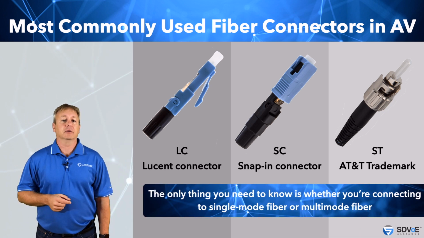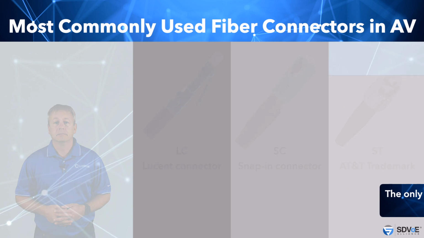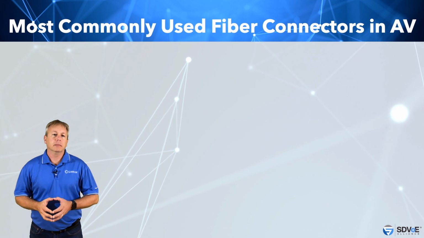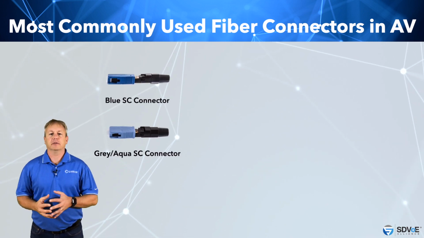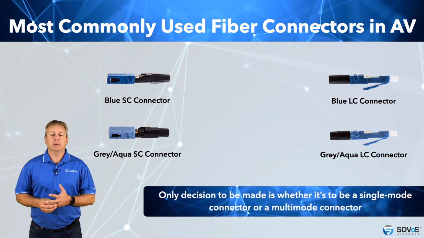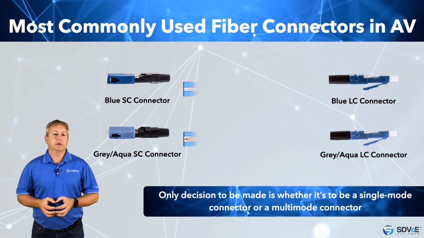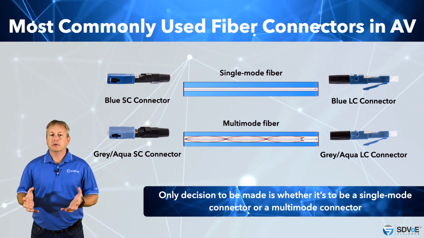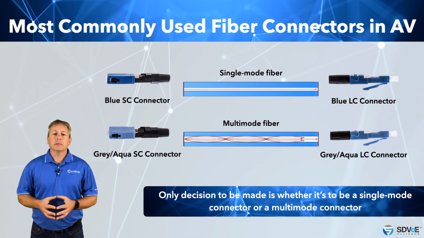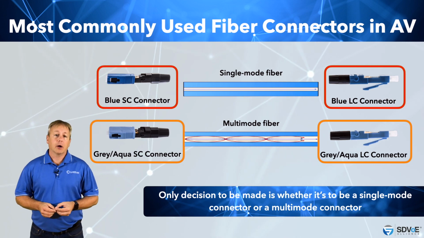The only thing you really need to know is whether or not you're connecting to single mode fibre or multi-mode fibre. Once you know what hardware you're plugging into, you'll immediately be able to identify whether you're using an SC or an LC connector. As we just mentioned, the only other decision to be made is whether it's to be a single mode connector or a multi-mode connector, which is generally determined by the type of fibre being used, which, as we discussed in Module 2, is generally dictated by distance. Single mode connectors are typically blue in colour, and multi-mode connectors are either grey or aqua.